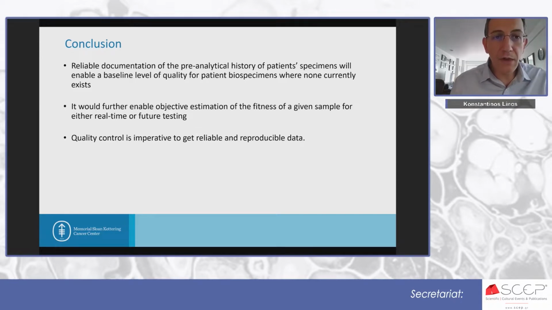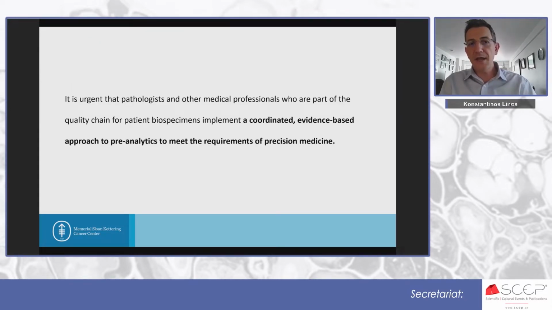So in conclusion, reliable documentation of the pre-analytical history of patient specimens will enable a baseline level of quality for patient biospecimens where none currently exists, and it will further enable objective estimation of the fitness of a given sample for either real-time or future testing. And quality control is imperative. You have to get reliable and reproducible data. So it's urgent that pathologists and other medical professionals who are part of this quality chain of patient biospecimens implement a coordinated, evidence-based approach to pre-analytics to actually meet the requirements of precision medicine.